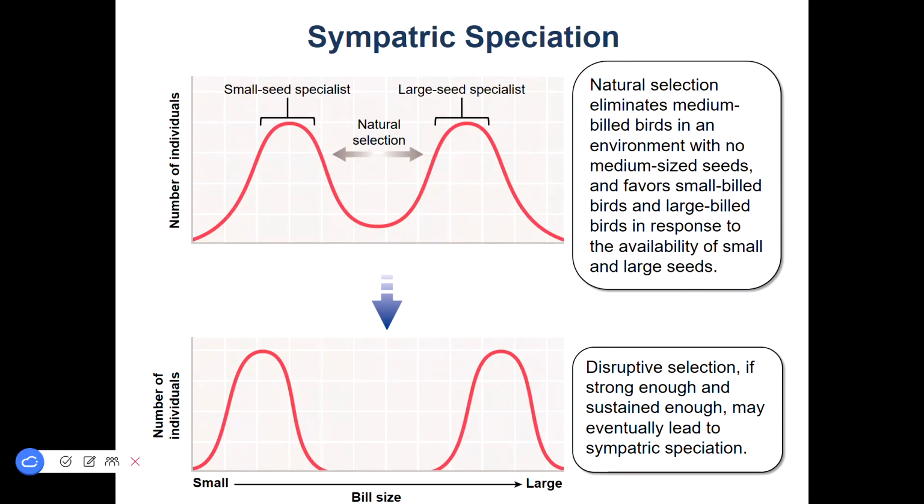If they stop mating with each other because, say, these seeds are available at different times of the year, then we will have sympatric speciation once there's no more gene flow. So then we'll have a species with small beaks and a species with large beaks.